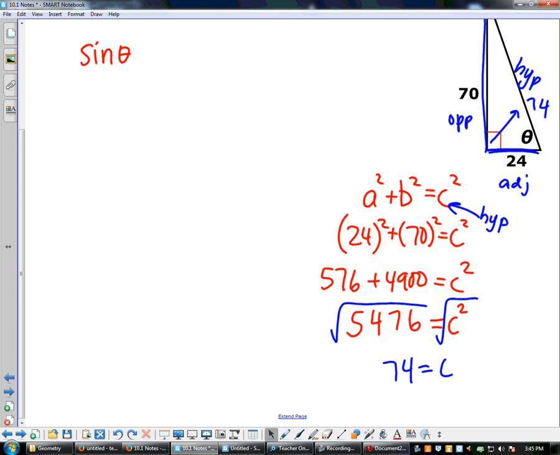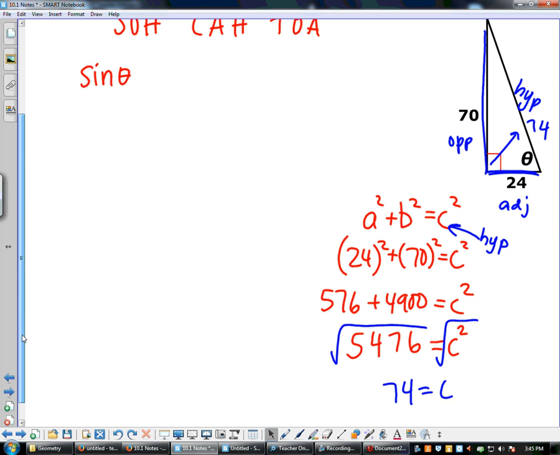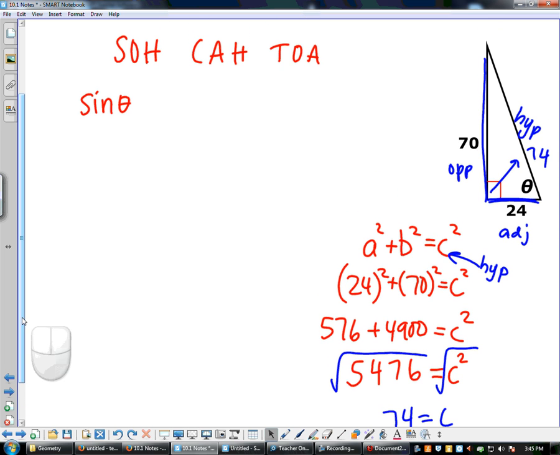So now we can actually find out what those ratios are. You always need all three sides. That would make 24, 70, and 74 a Pythagorean triple. Hopefully you remember what that means. It's three whole numbers that make up the side lengths of a right triangle.